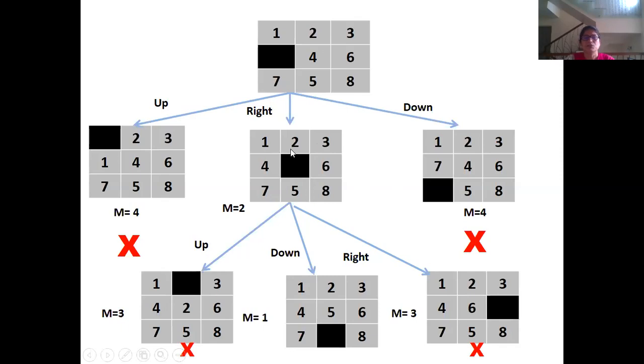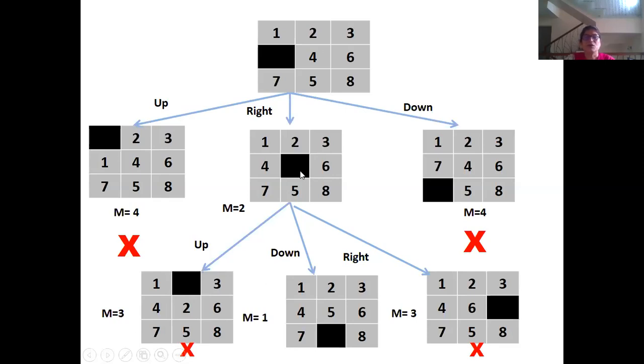Now, when you move it up, in this new state, you'll be counting again the number of misplaced blocks. So how many blocks are misplaced? 1 is at its right position, 3 is at its right position, 4 is also at its right position, 2 is misplaced, 6 is at right position, 7 is at its right position, 5 is misplaced and 8 is misplaced. So how many blocks are misplaced? 1, 2 and 3. So the value of M is 3.